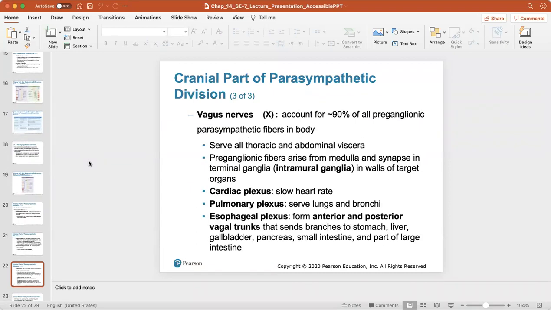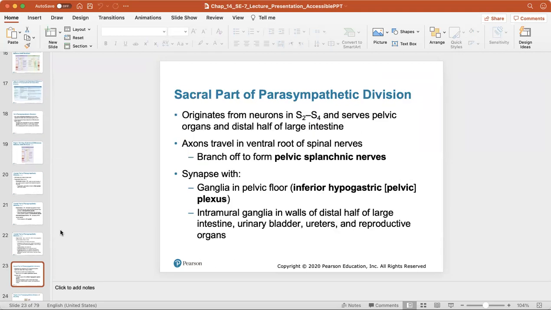The vagus nerve then accounts for about 90% of all parasympathetic fibers. It will take the parasympathetic activity to the cardiac plexus, which will slow the heart rate, to the pulmonary plexus, which serves the lungs and bronchi. Whenever you see the word plexus, that just means a group of nerves. And the esophageal plexus helps to form more branches that send nervous system branches to your stomach, liver, gallbladder, pancreas, small intestine, all that are involved in the GI tract stimulation.